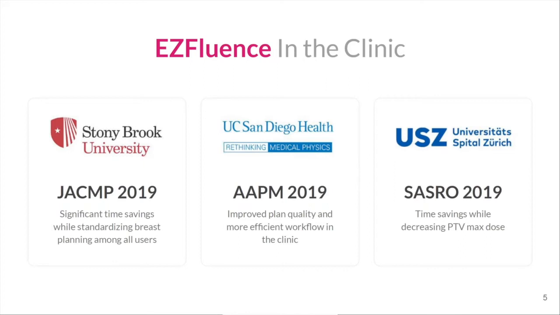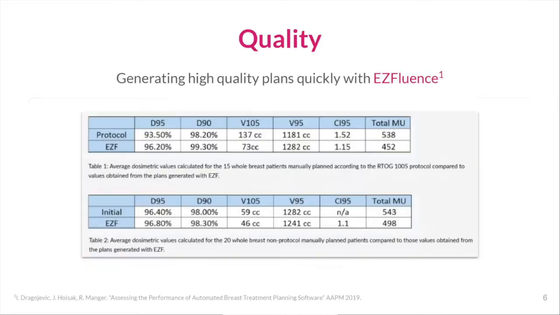There have been studies on EZFluence comparing automated breast plans to standard manual planning. Stony Brook, UCSD, and the University of Zurich all found significant time savings while improving plan quality by using EZFluence. If we take a closer look at UCSD's study, they compared manual planning of patients with both on and off protocol to EZFluence's automated planning. The study found that EZFluence was able to increase target coverage while decreasing V105 and also decreasing the total MUs.